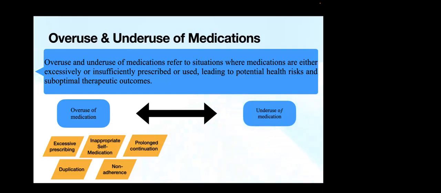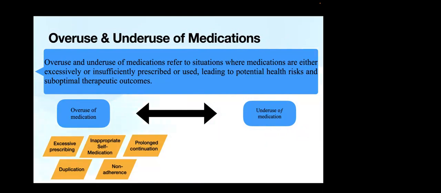Okay, let's understand in detail about overuse of medication. Overuse means excessive and insufficiently prescribed drugs. And the very first thing in that is excessive prescribing. That is, healthcare providers may prescribe medication unnecessarily or in a higher dose than is required. The second one is inappropriate self-medication. Patients may misuse OTC drugs or use prescription medication without appropriate medical guidance.